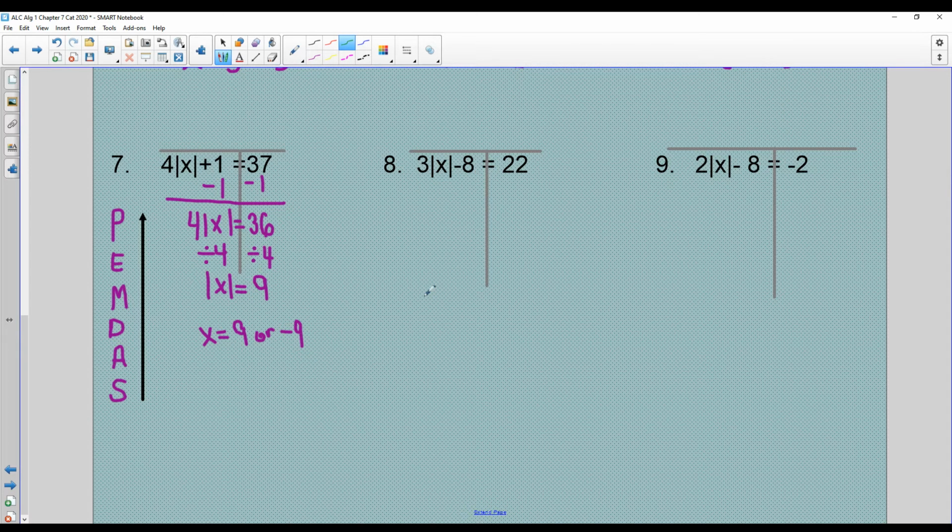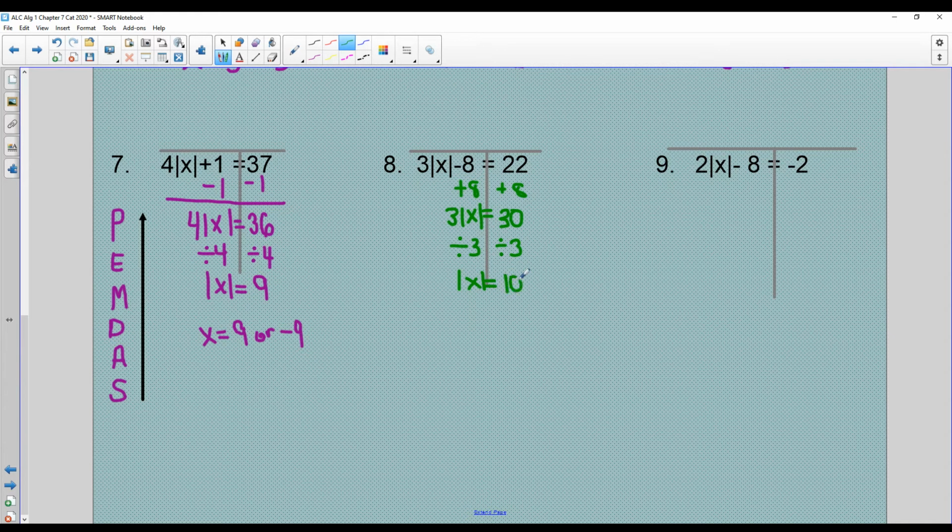All right, in this one, what are you going to undo first, the times 3 or the minus 8? Hopefully you said the minus 8. So we're going to add 8. And what is 22 plus 8? The answer is we have 3 times x equals 30. How do you undo that 3? You divide by 3. What is 30 divided by 3? 10.